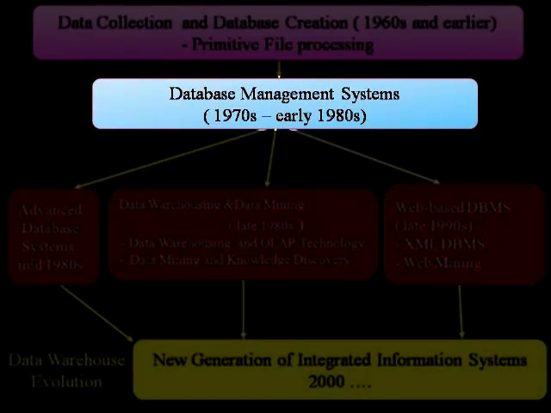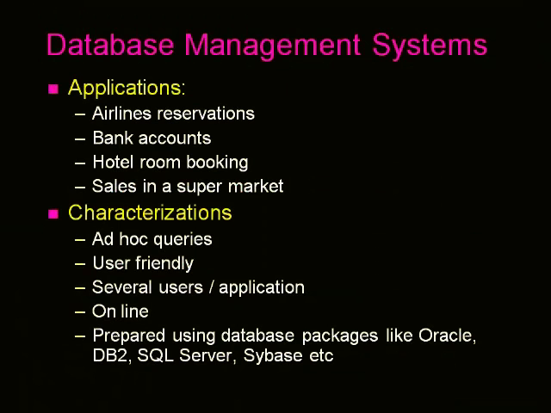Coming to database management systems, which were developed between the 70s and early 80s. Typical applications related to DBMS are airline reservation systems, bank account systems, hotel room booking systems, and sales in a supermarket. Now in these systems, typically some actions take place and the action is reflected in the database through a transaction processing system. They are also generally referred to as OLTP systems, online transaction processing systems.